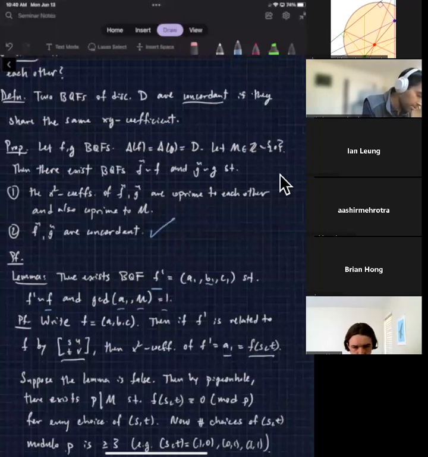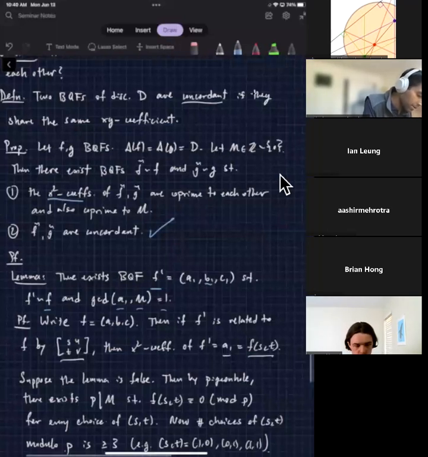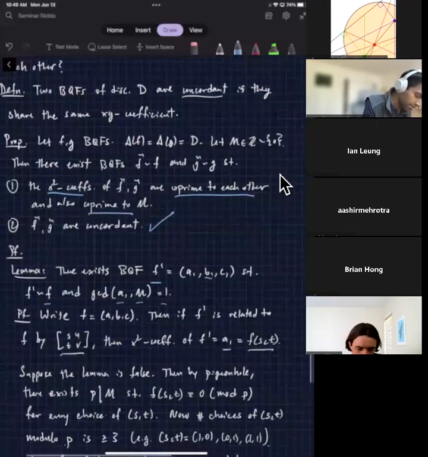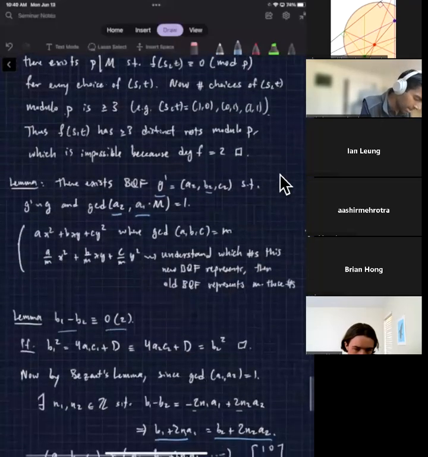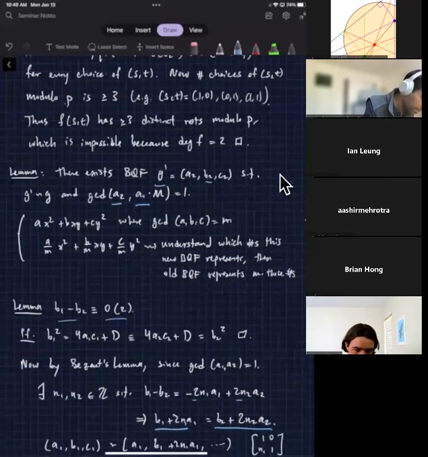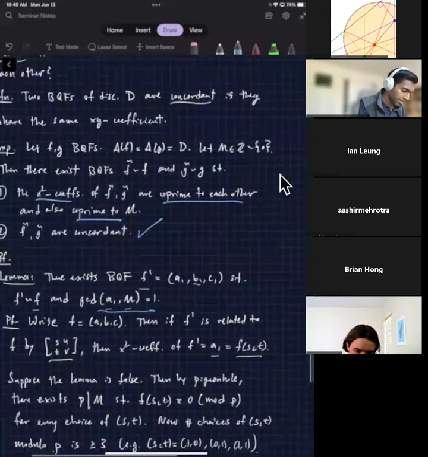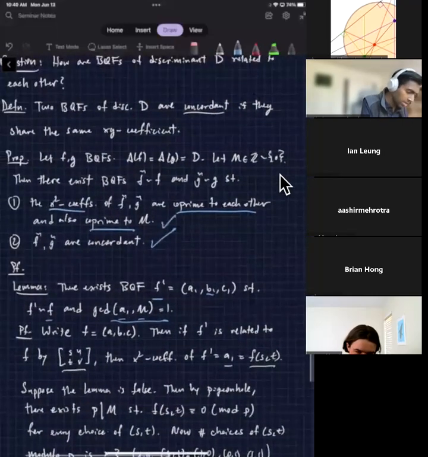And we wanted also that the x squared coefficients are coprime to each other and coprime to m. Well, we arranged for that using the first two lemmas. The GCD of A1 and M is 1, and the GCD of A2 and A1M is also equal to 1. So that verifies the first part of the proposition.